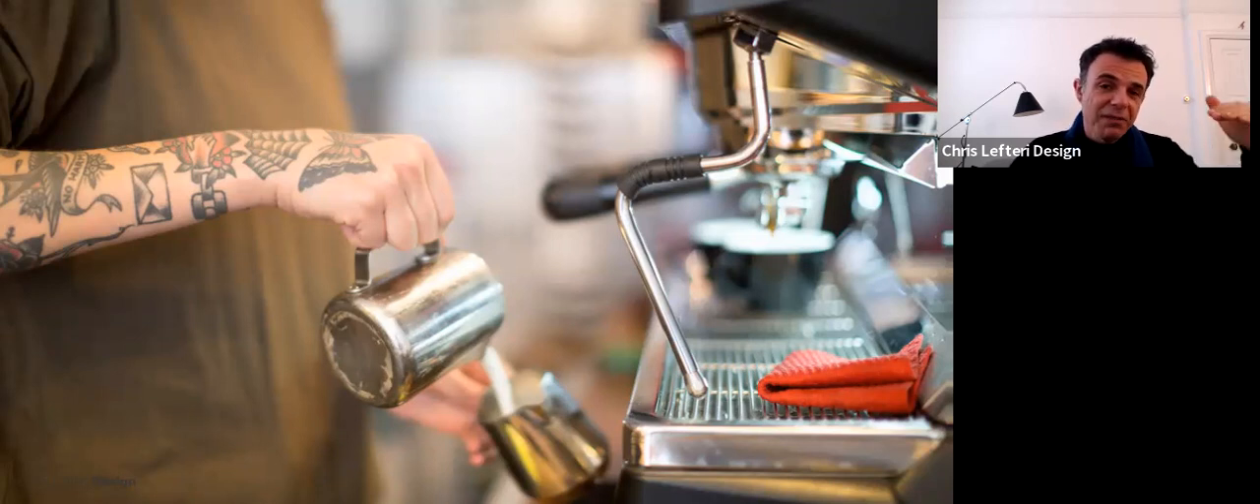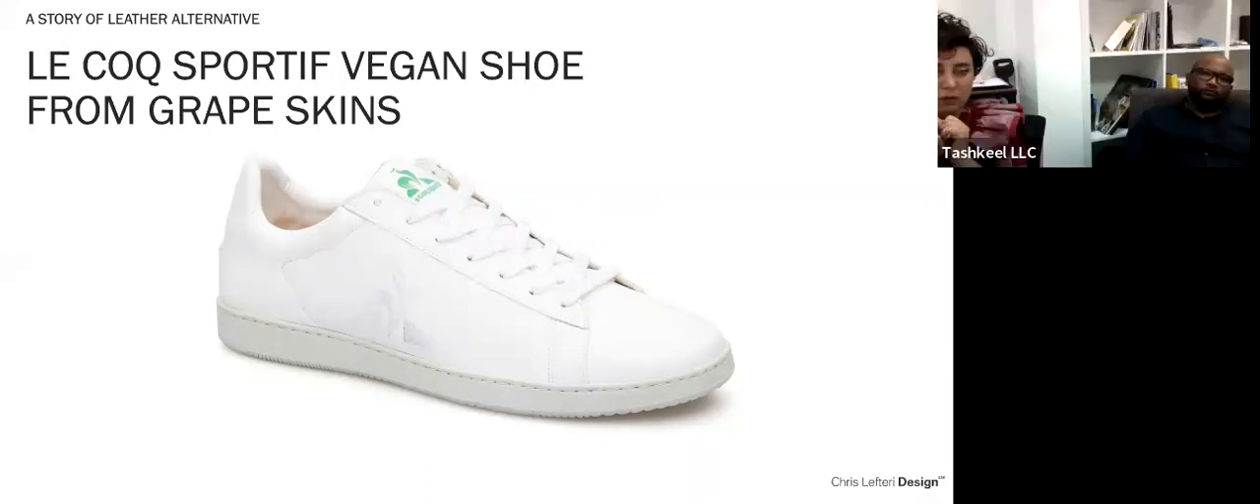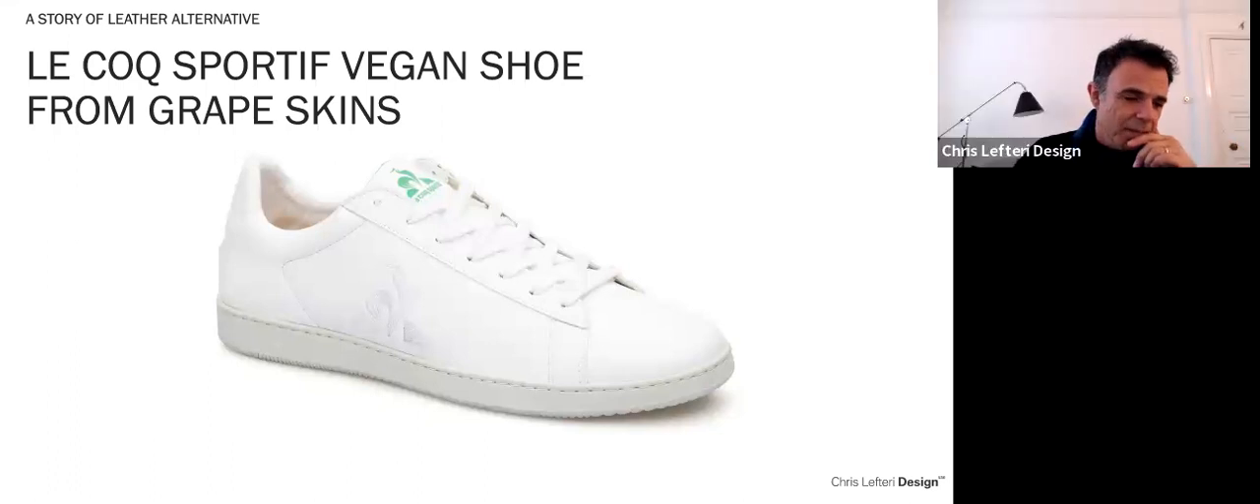That also then feeds down into stories around materials. And this is our biggest area of storytelling at the moment for materials: sustainability. There are many, many vegan leathers. There are leathers that are made from apples. There are leathers made from pineapples. This one is made from grape skins.